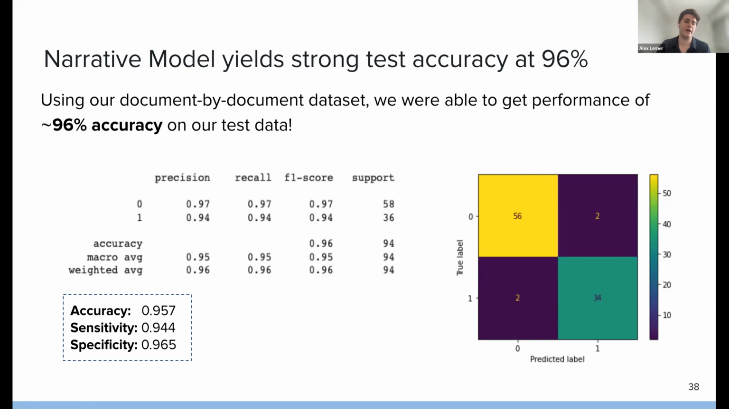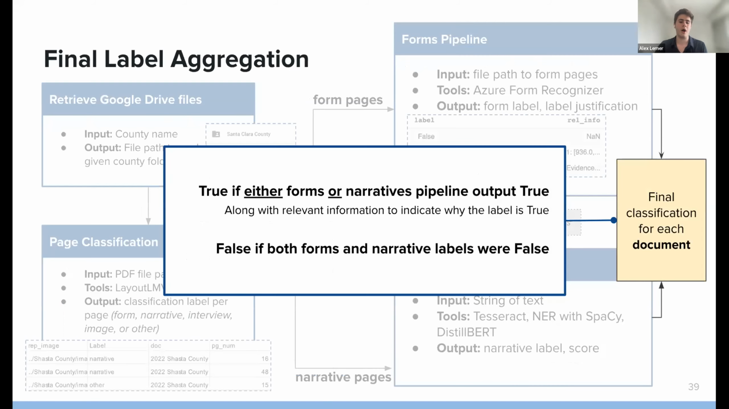Finally, if you go to the next slide, we take the results from our narrative model and the results from the form pipeline, and we say a document contains a behavioral health mention if either the forms or the narratives pipeline outputs true. We also want to help journalists out here, so we're going to include information like our confidence, which is expressed by the output probabilities of the DistilBERT model, and other relevant information, such as what text we used or what the form extract flagged under keywords, which should help journalists check our predictions. We also predict false if both the forms and narrative labels were false. That's how we get the final classification for each document.